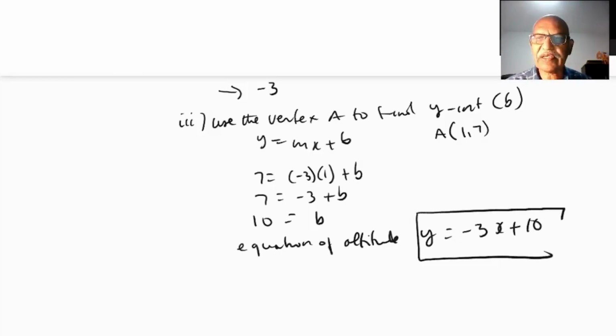So we have 3 equations of altitude. This is one from A. I can have a different one from B or from C. Okay, that's a typical example for equation of altitude.